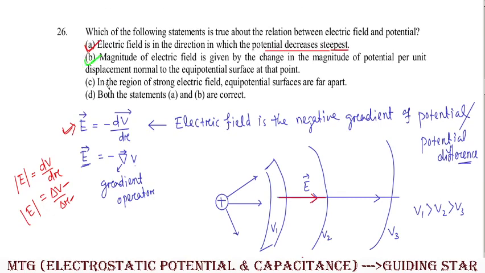Next, in option C, in the region of strong electric field, equipotential surfaces are far apart. We have already discussed this: where the field is strong, the spacing between the equipotential surfaces is less. Where the field is weak, the spacing between the equipotential surfaces will be more. So option C is the wrong one. And option D says both statements A and B are correct, that means A and B are true. So here we will choose option number D.